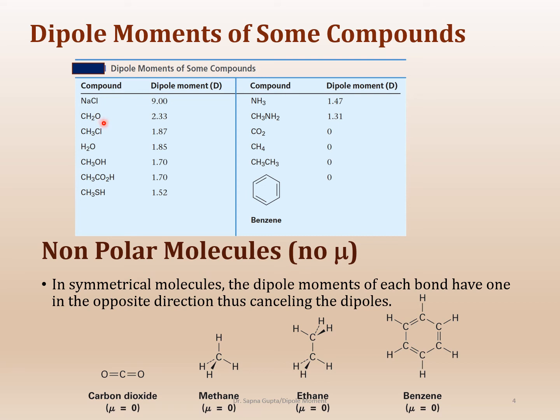Of course, the highly electronegative elements like oxygen, nitrogen, and fluorine will all show very high dipole moments unless there is symmetry in the molecule. But otherwise, most of them will have really high dipole moments. So by the time we come to these molecules here, they have very low dipole moment or zero dipole moment. So carbon dioxide, methane, and then ethane, benzene, no dipole moment.